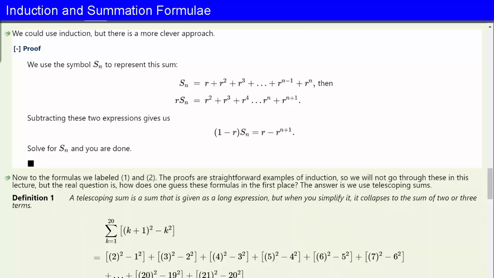In fact, what you get is Sn multiplied by 1 minus r on the left side equals r minus r to the n plus 1 on the right. Everything else canceled out. Solve for Sn and you're done.